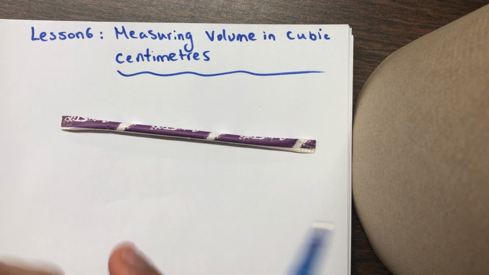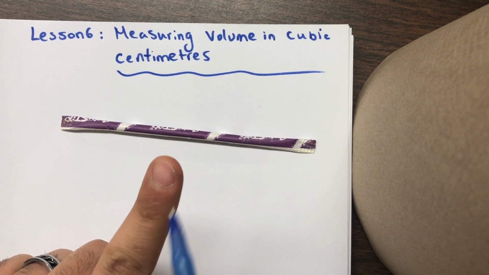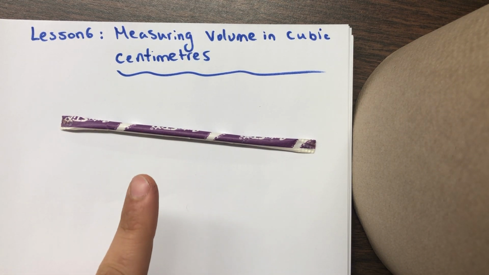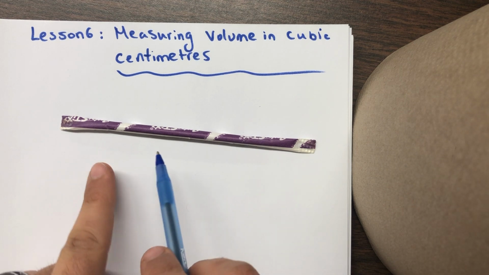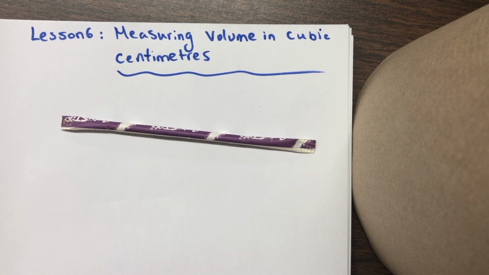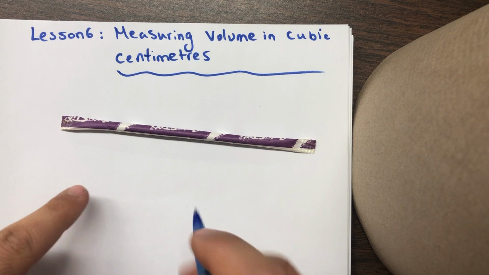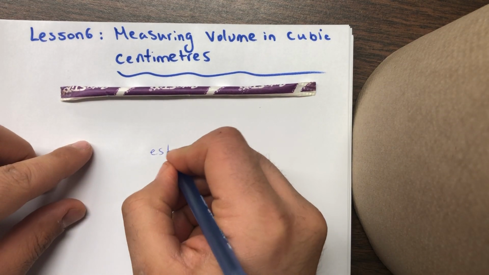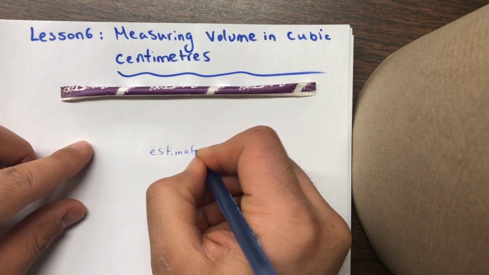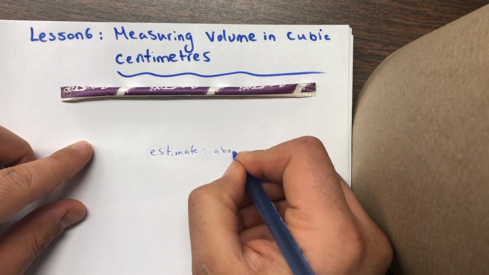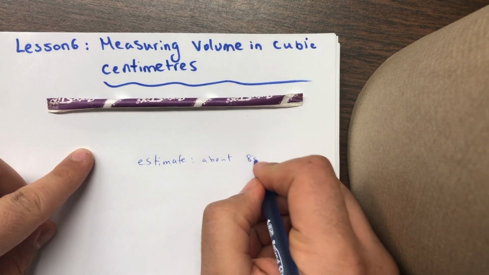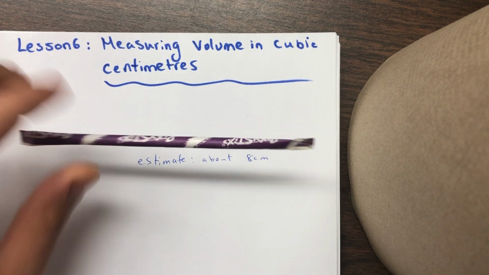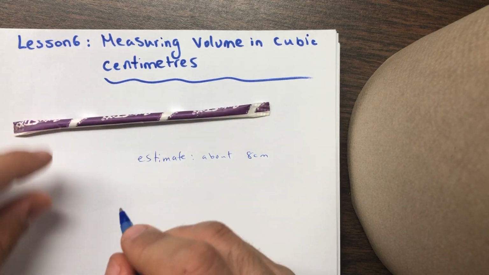So when I want to estimate it, I'm going to think about the tip of my finger or my fingernail that's at about 1 centimeter in length, and say I think this is roughly about 8 centimeters. So my estimate is about 8 centimeters. Okay, and now I tell you to do the actual measurement.